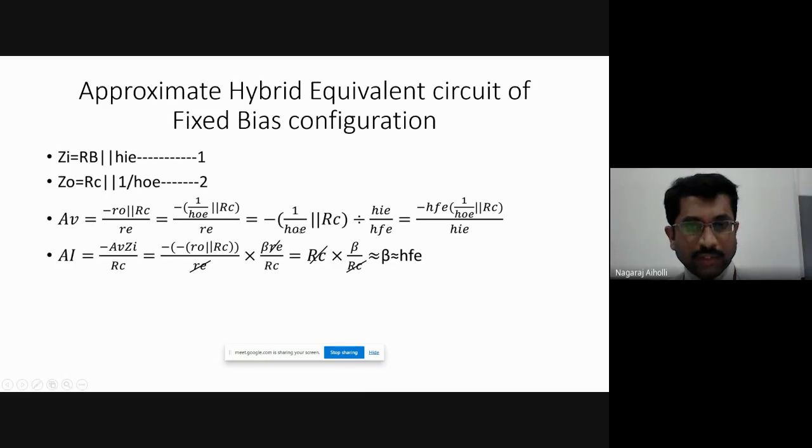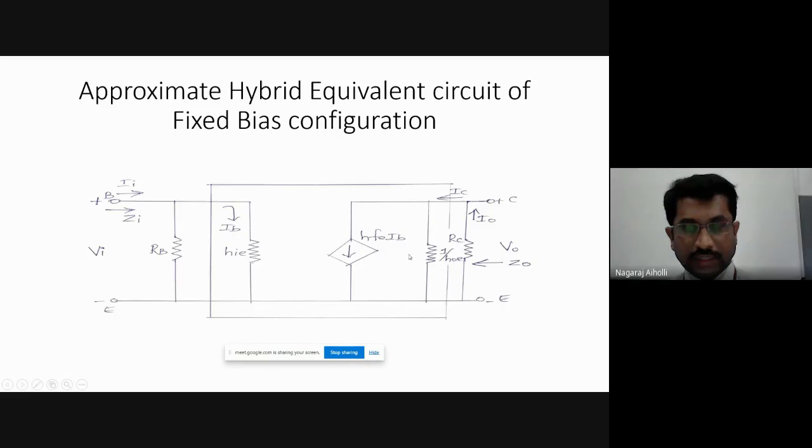That is minus 1 upon HOE parallel RC, this divided by RE. Right? So what is this RE? If you look here, HI is beta RE. Right? So beta is HFE. Correct? HI is beta RE.